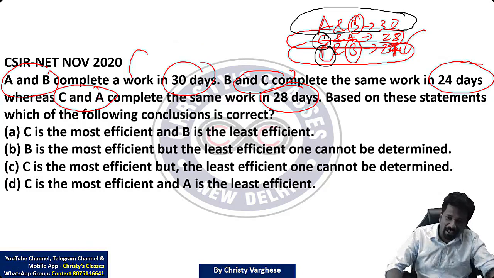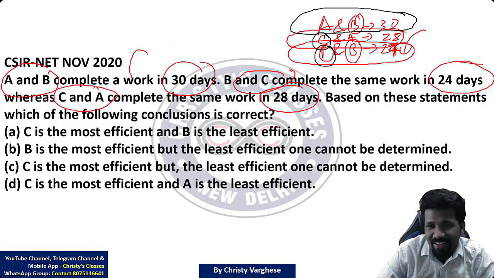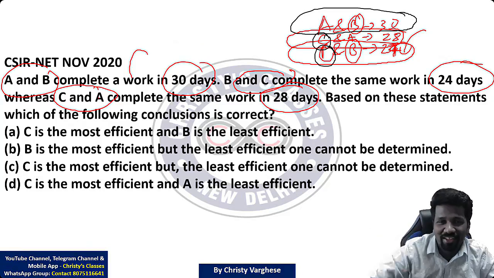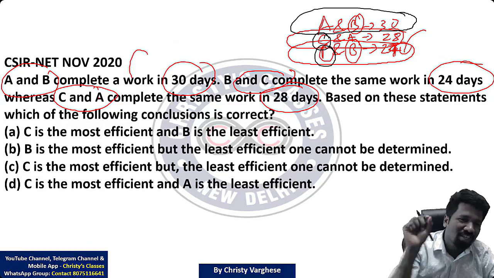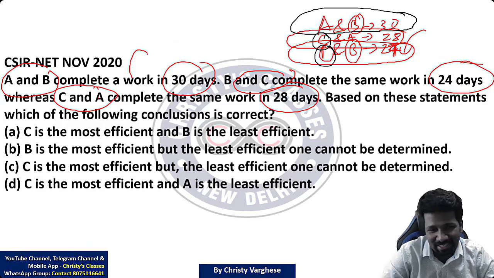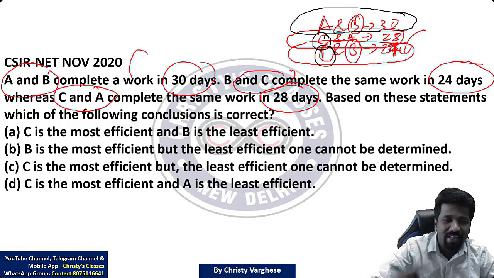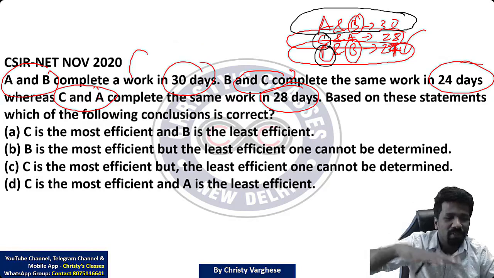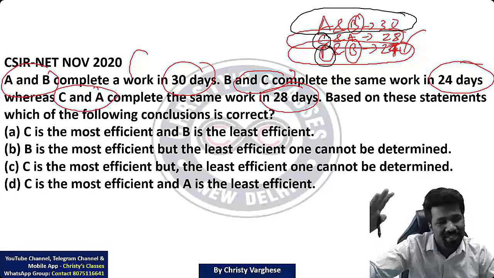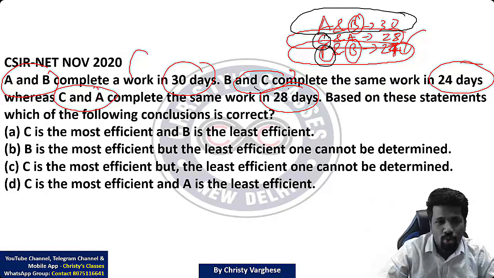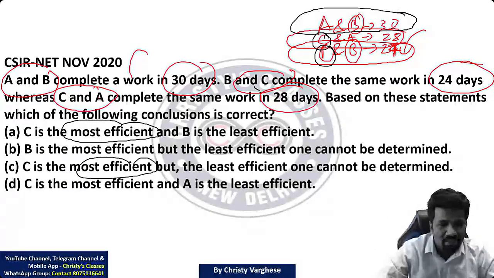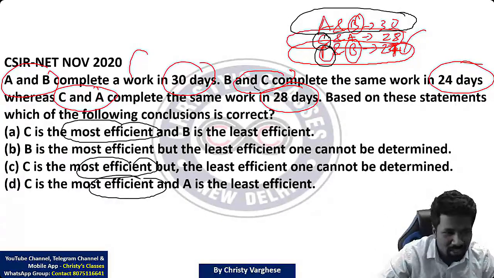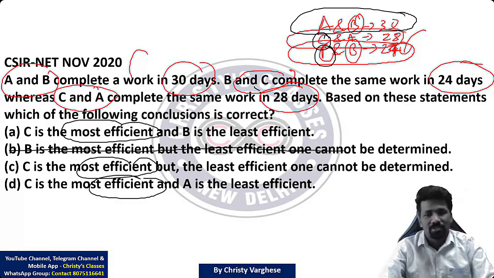Like a detective, you have to understand. Where all C is there, the speed is high. Where all C is not there, the speed is less. Speed zyada means zyada efficiency, because I told you efficiency and speed is the same itself. So who is the most efficient is the question. Most efficient should be C. Any option saying C is not the most efficient can be eliminated. So option B says C is not the most efficient.